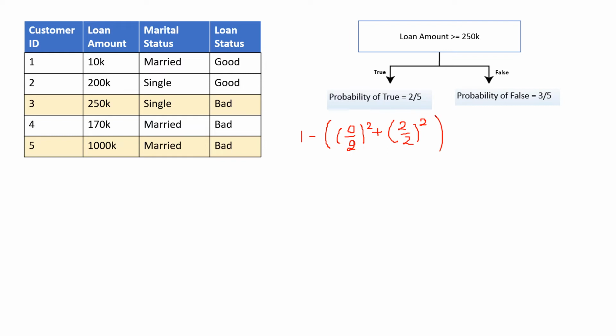Okay. So this comes out to be 1 minus 0 plus 1, which is equal to 0. So the Gini impurity at this node is 0. Why? Because both the records over here are falling under the same category or classification. We do not have a mixed data set. Hence, it is a pure node.